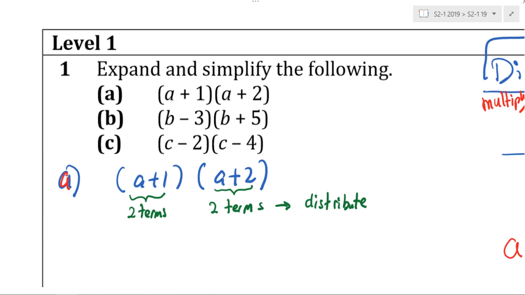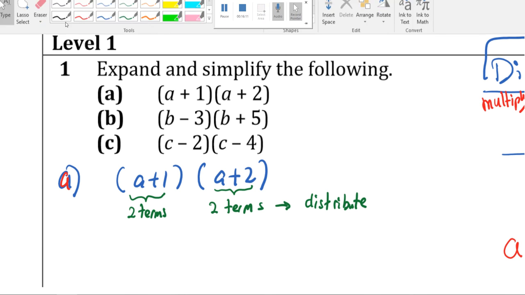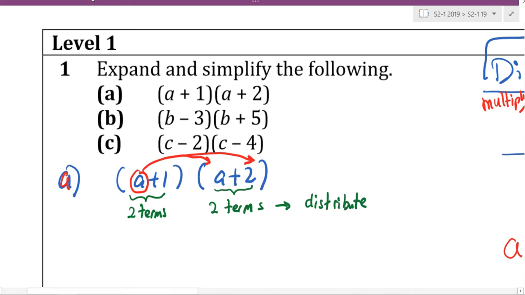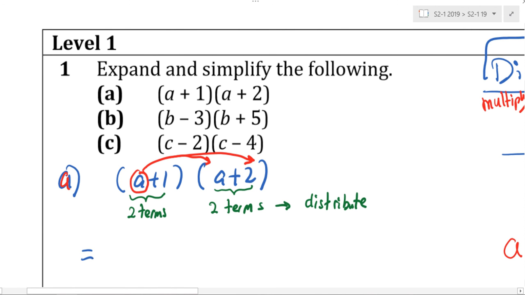Very simple. I take the first A, the first term. I will distribute 1 and 2. Can you tell me the answer? So, you need to understand what is A times A. Is it 2A or A squared? A squared. So, this is A squared. Plus the second distributed A times plus 2, 2A. Remember the sign? Just put a plus 2A.